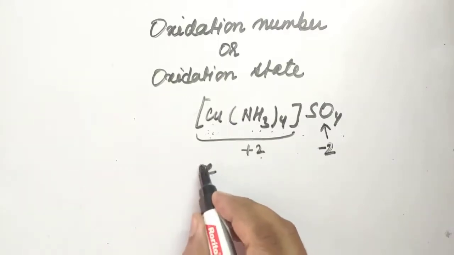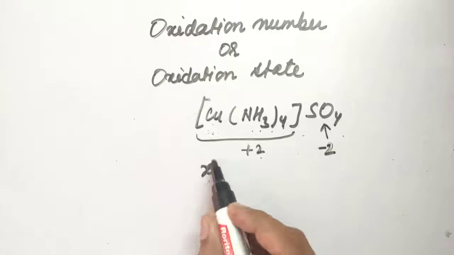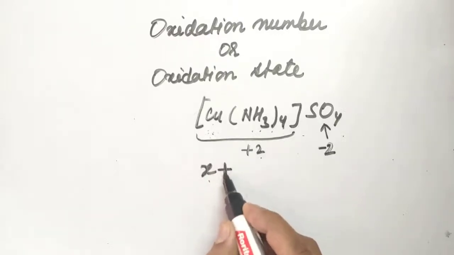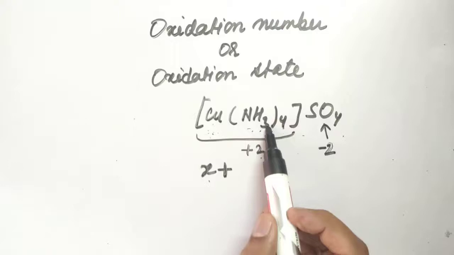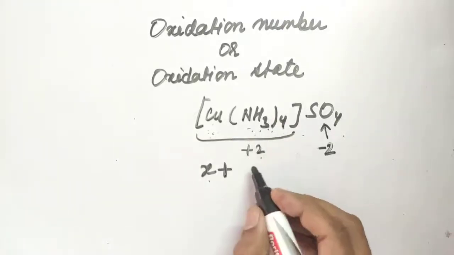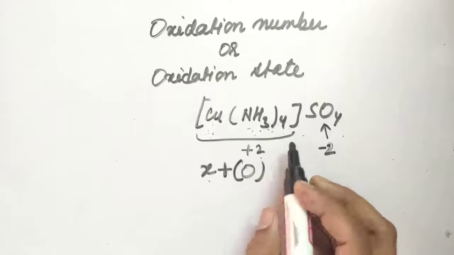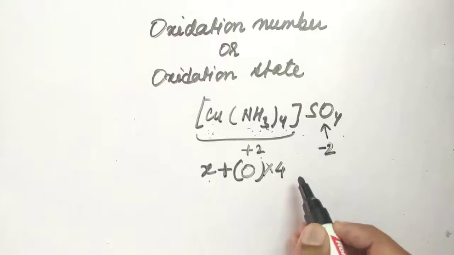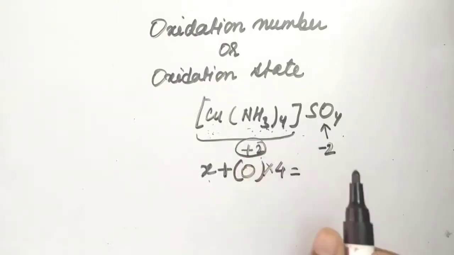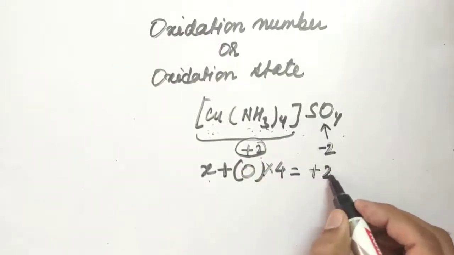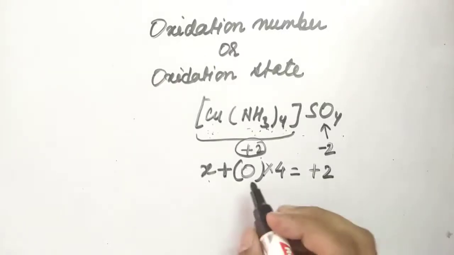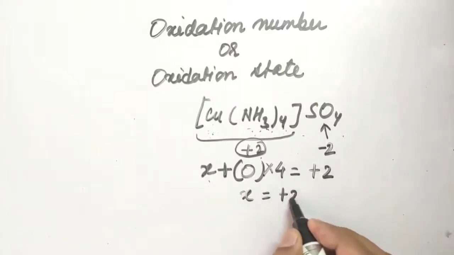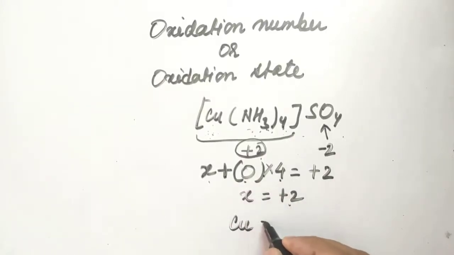We take the charge to be calculated as X. This is the Cu, plus ammonia is a neutral ligand, so the charge on this ligand is 0. How many ammonia are present here? 4. So 0 into 4, and this must be equal to the charge outside the coordination sphere, that is +2. So X comes out to be +2. So here the oxidation state of copper is +2.